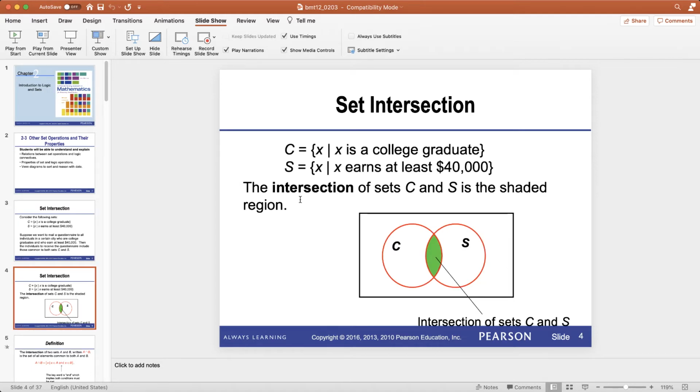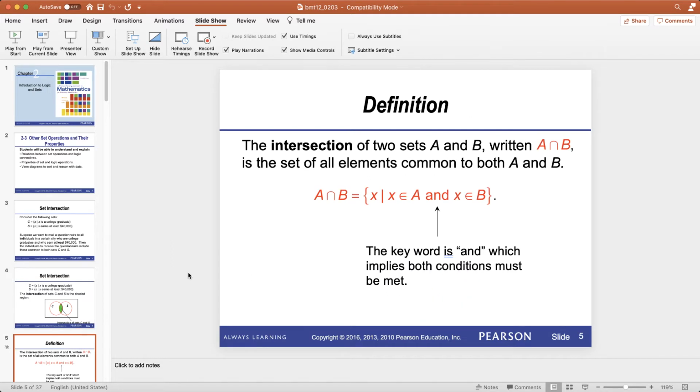So the intersection would look a little bit like this in the Venn diagram. C again is college graduates. S is people that make at least $40,000. So the intersection would be college graduates that make at least $40,000. Over here in S, you could have some people that are not college graduates, but they make at least $40,000. And over here, you can have some college graduates that don't make at least $40,000. But in the middle, you have college graduates that make at least $40,000 a year.